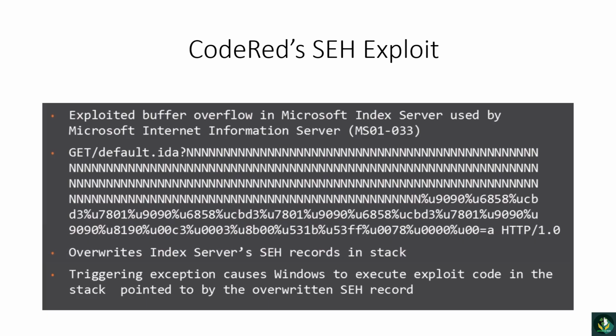In the overwritten SEH record, which pointed to the exploit code on the stack, Code Red ran its own exploit code using the normal Windows exception handling process. Very clever and very sneaky.